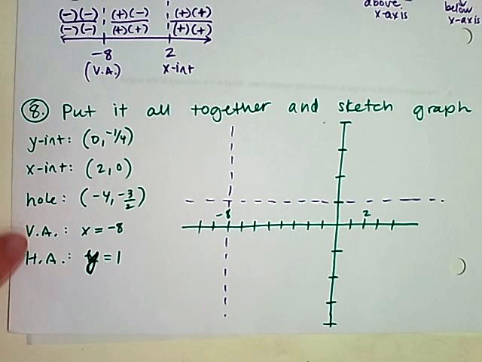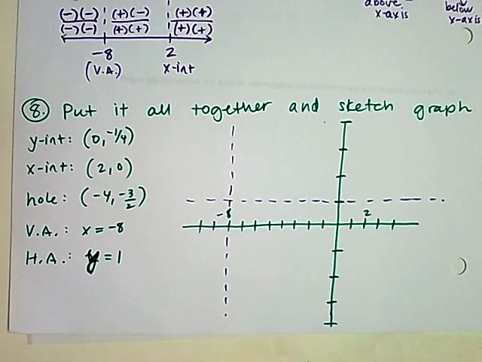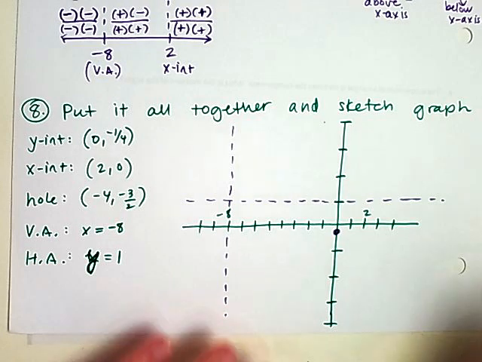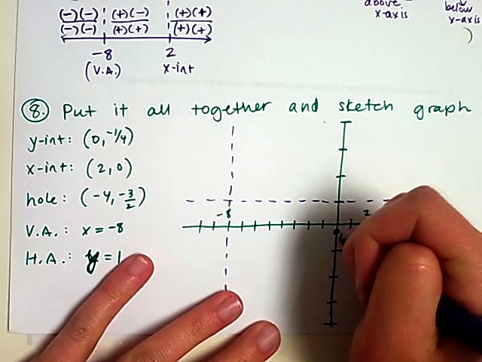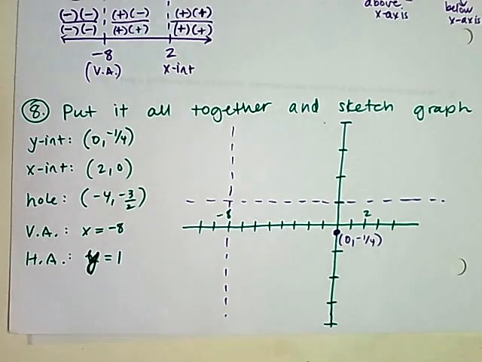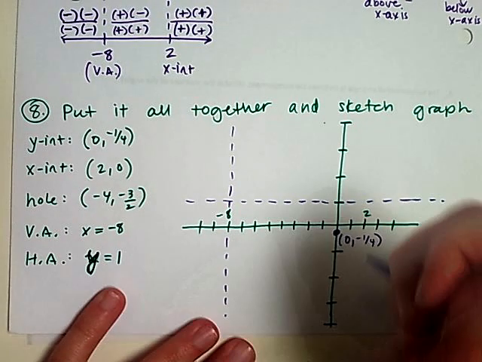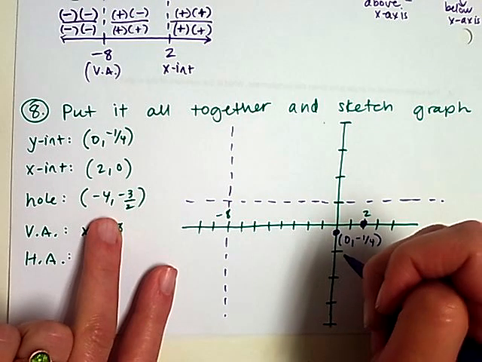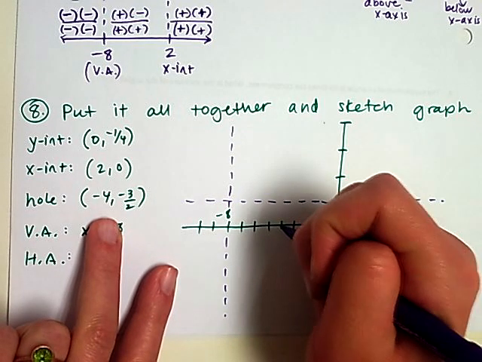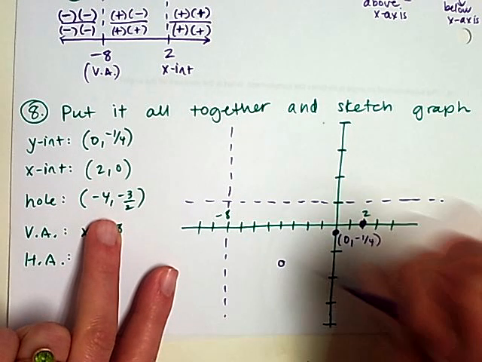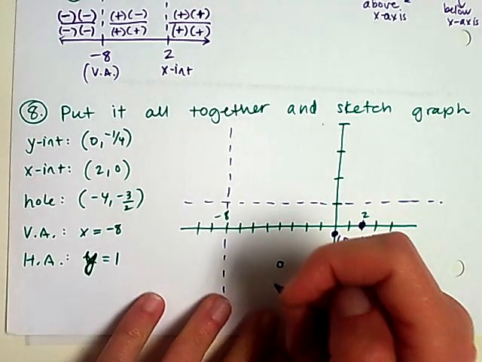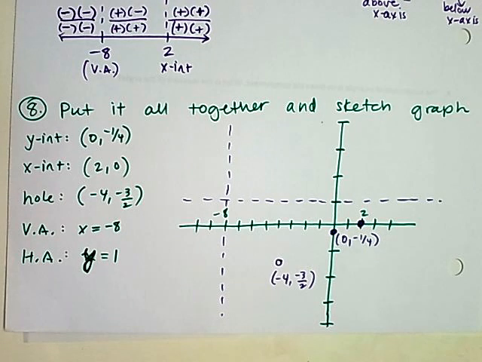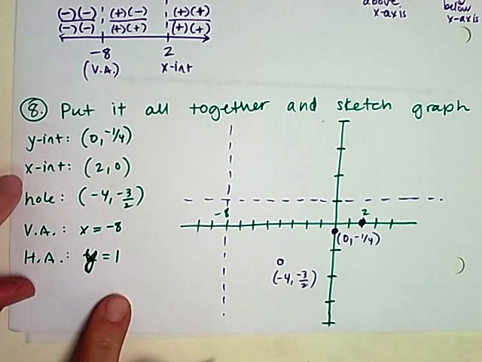Okay, so I dealt with these asymptotes. Let me plot my y-intercept. My y-intercept is at negative 1/4, so that's probably about there. Then I have an x-intercept at (2, 0). I have a hole at (-4, -3/2), which is negative 1.5. So for that, I'm actually just going to put an open circle. So that's the point (-4, -3/2). So I've plotted all the points I could plot.